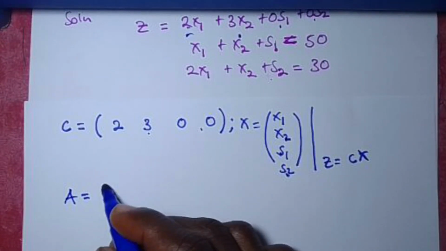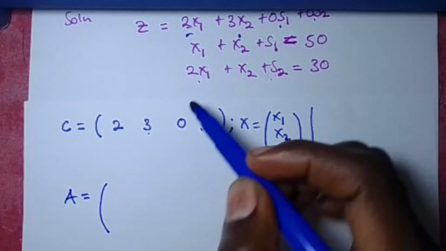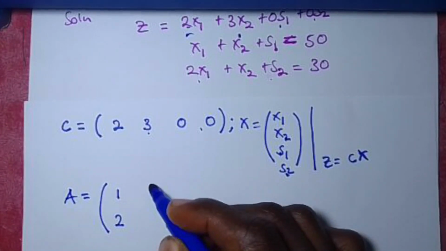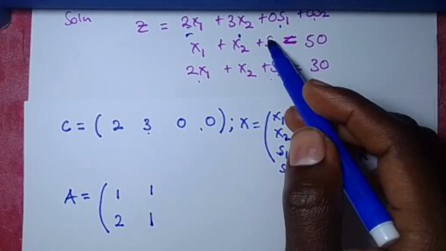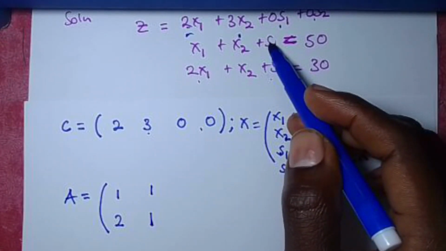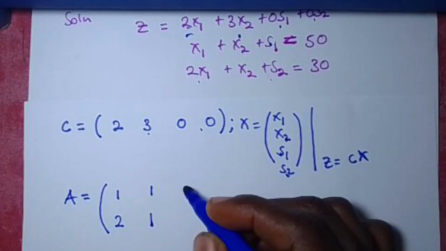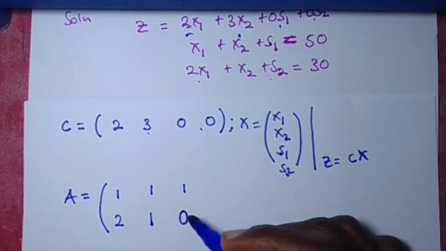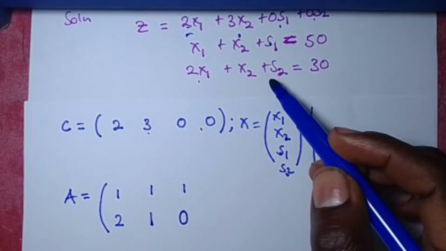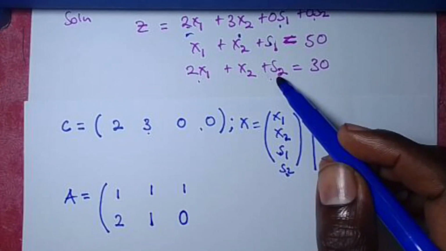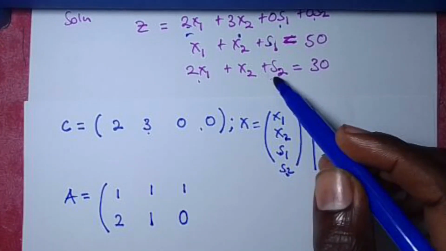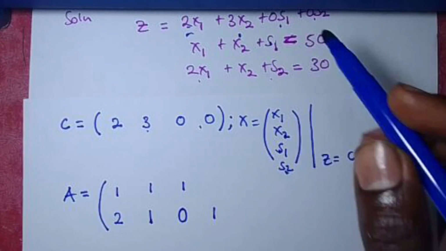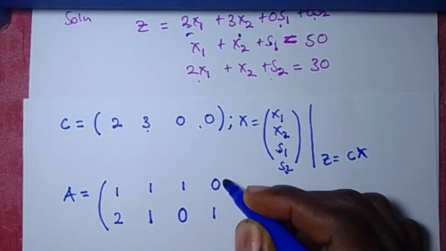For example, A is going to be equal to: the coefficients of x1 are 1 and 2. The coefficients for x2 are 1 and 1. Then the coefficients for s1: in this first equation we have 1 because s1 is existing, but in the next we don't have s1, so the coefficient will be 0 because s1 is not in this lower expression. Then we go to s2. s2 is existing in the lower expression, so we write a 1 there. But in the upper expression s2 is not existing, so we put a 0.